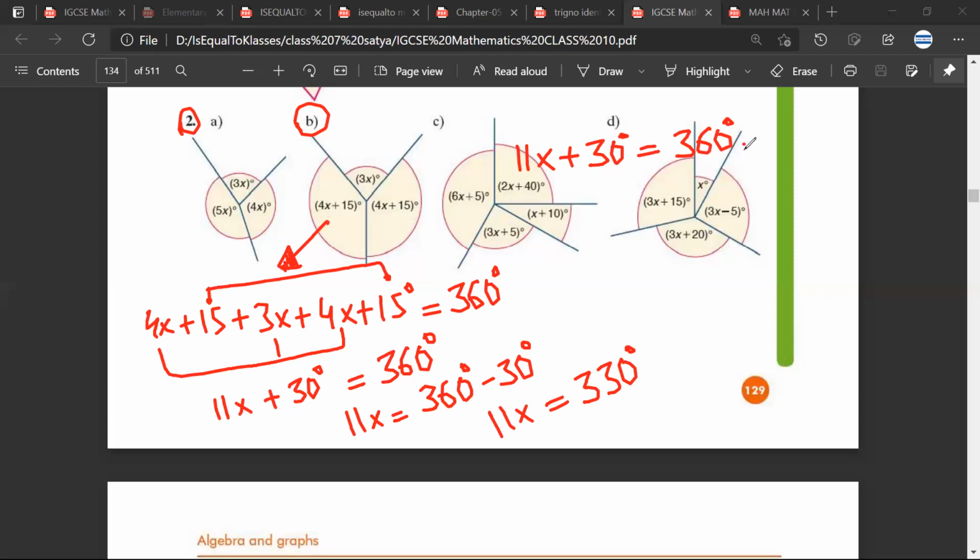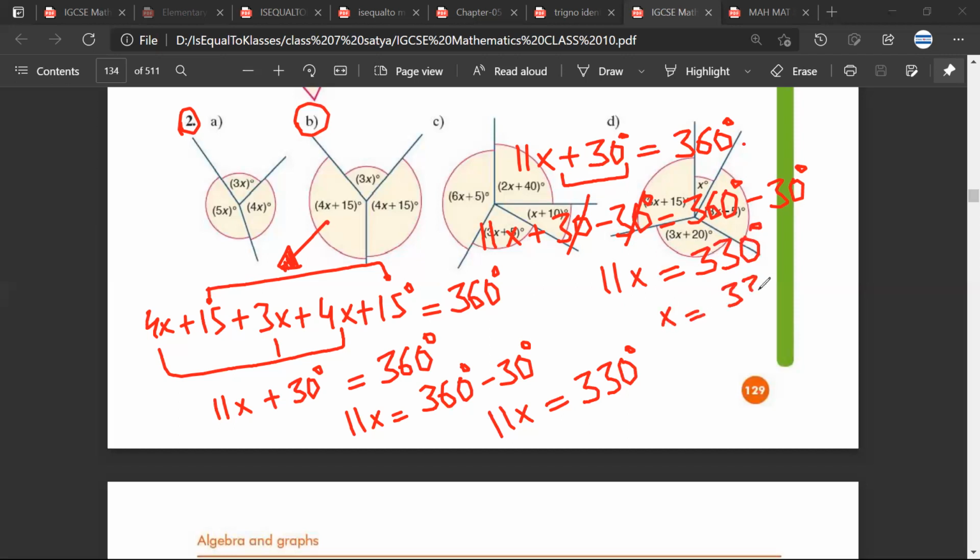Why do I subtract? Because I want to eliminate this 30 degree. How can I eliminate this 30 degree? By subtracting. Sir, please revise the old videos. Otherwise it will become very difficult if we are not able to solve equations. Exponents and equations. Yeah. Final answer will be 30 degrees.